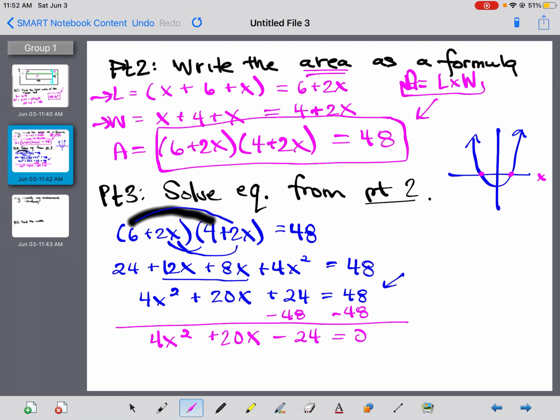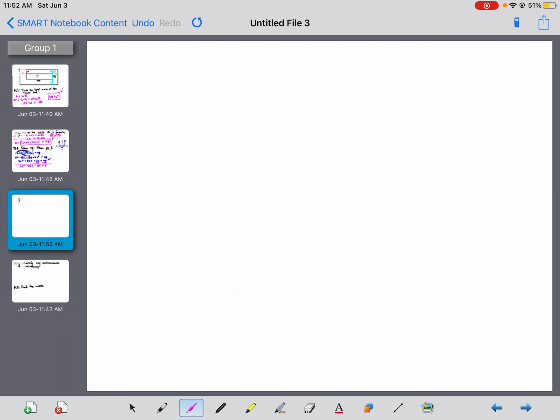I'm running out of room, so I'm just going to go ahead and add another page to that. I'm going to go ahead and copy this. So again, that was 4x squared plus 20x minus 24 equals 0. So now I need to factor this. Well, remember, the first rule with factoring is you always are going to look for that GCF. So again, I'm looking here at the numbers. So I have 4, 24, and 20. Well, I always look at the smallest number, 4. Can 4 go into 20 and 24? Well, it sure can. So I'm going to factor out a 4.